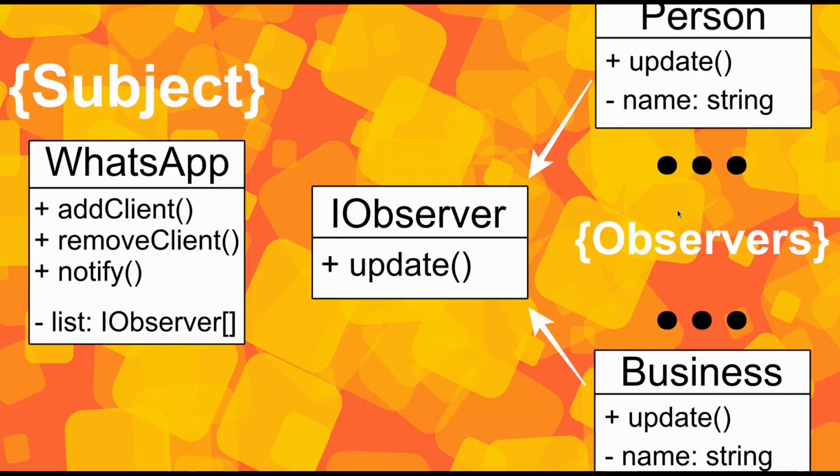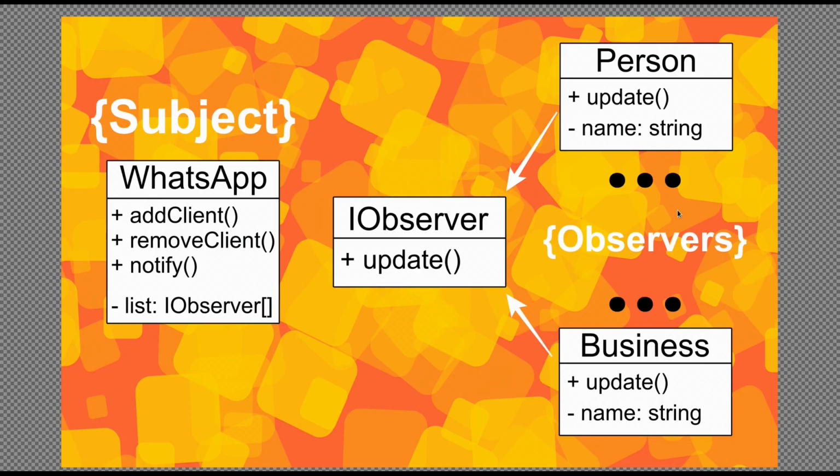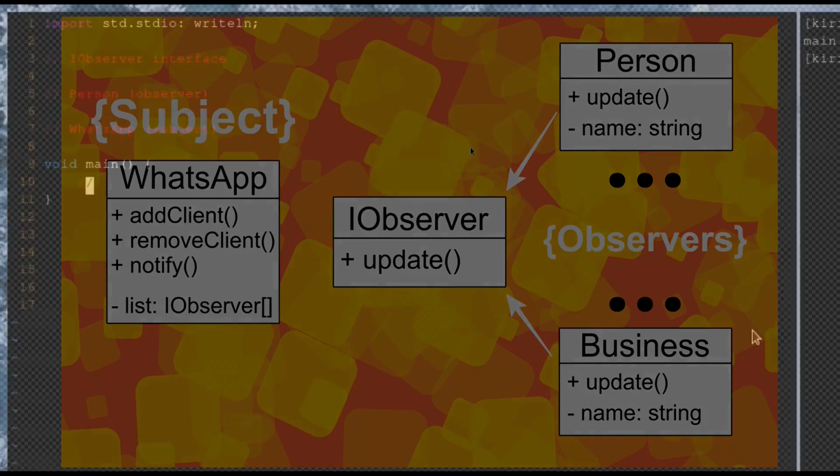Let's take a look at the observer diagram. To sum up, we have people or businesses that want to be notified of an event, the observers. They inherit from the observer interface. We also have a subject that is being observed, WhatsApp in this case. It contains a list of its clients that should be notified and a few useful functions, such as add, remove, and notify the client. Now it's time to implement it.